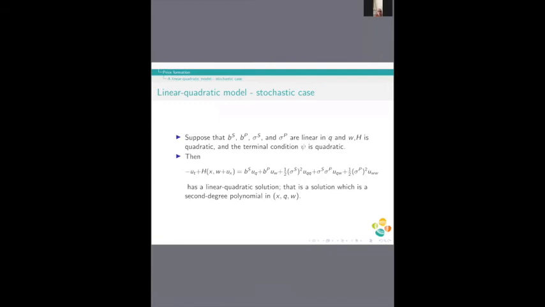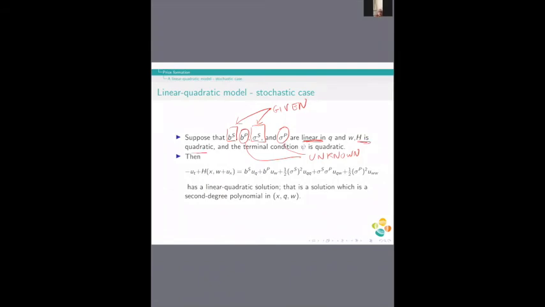And the idea is this. Well, this is what you are given. And this is unknown. But suppose for a moment that they are linear. Someone tells you, oh, look, you don't know what BP is and what sigma P is, but we know that they are linear in QW, and also that H is quadratic.